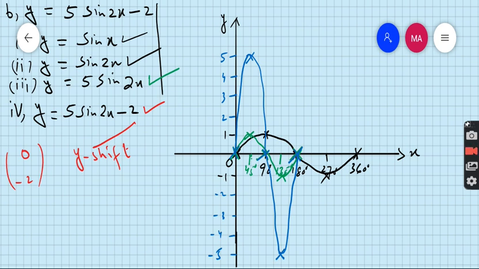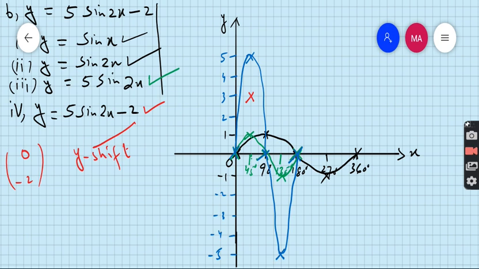And you can verify the coordinate of y 5 sine 2x minus 2 from your answer. We have already find the maximum point is 3 and the minimum point is minus 7. Okay. So this 5 moved to 2 points below, that is minus 2.